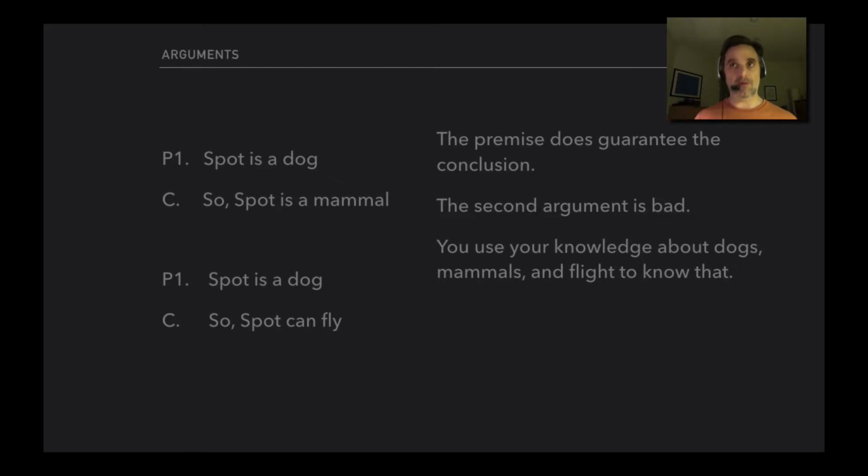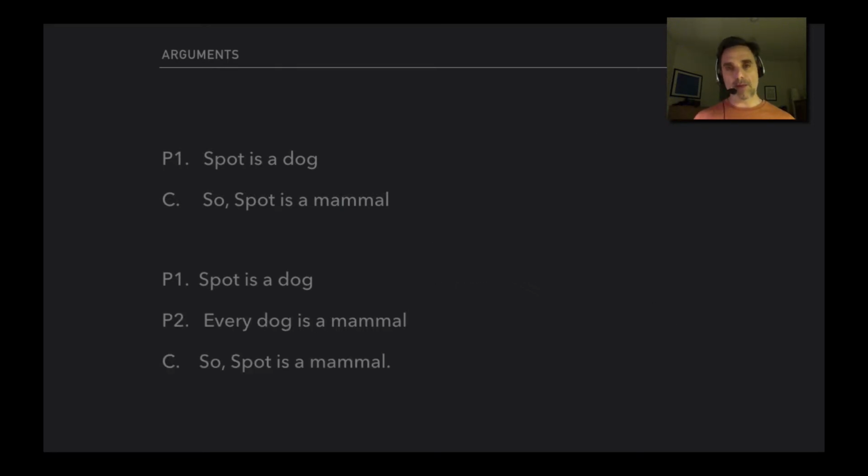In the first one, no matter what, if the premises are true, so is the conclusion. The premise guarantees the conclusion. But to tell that the premise guarantees the conclusion, you can't look just at the argument. You need to appeal to your background knowledge about dogs and mammals and flight. So we might think that while in the first case there's a closer tie between the premise and the conclusion than in the second case, probably we also want to say that in both cases a premise is missing from the argument. So here's a better argument.